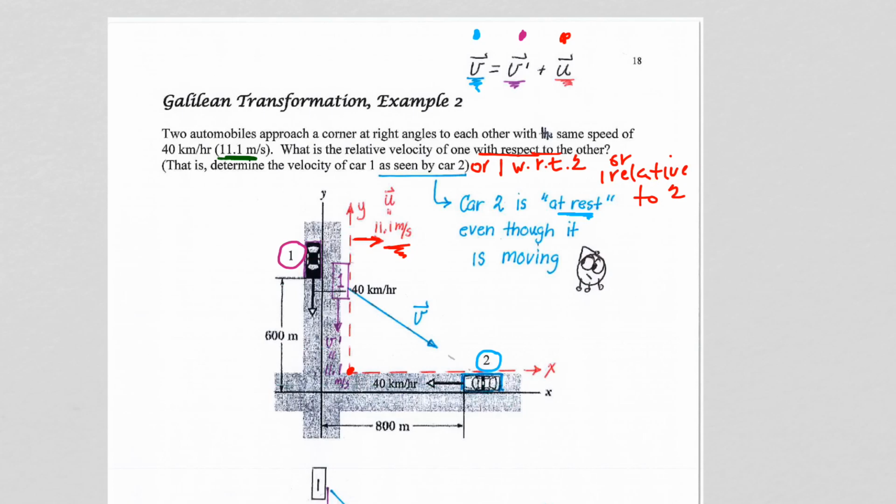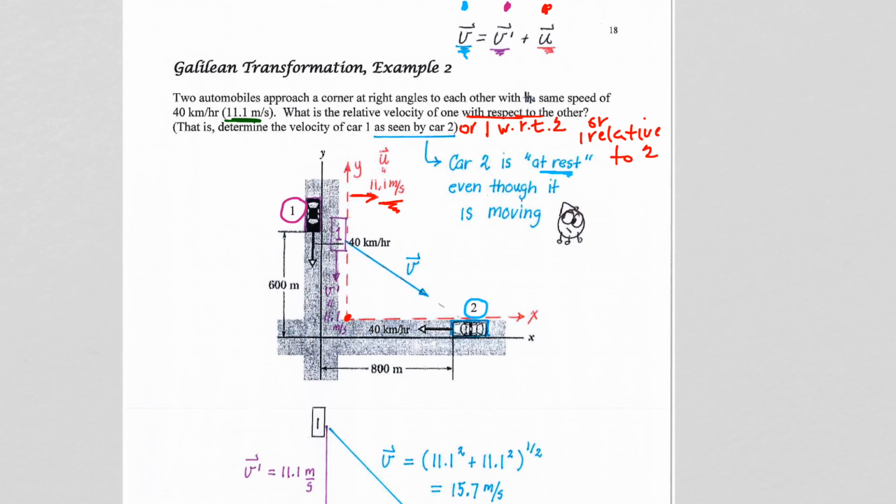Car 2 will see car 1. Car 1 becomes the object moving in the moving medium, which it moves at 11.1 downward, whether the ground is moving or not. That's what the engine of car 2 does with respect to the moving medium, regardless of whether the moving medium is moving or not.